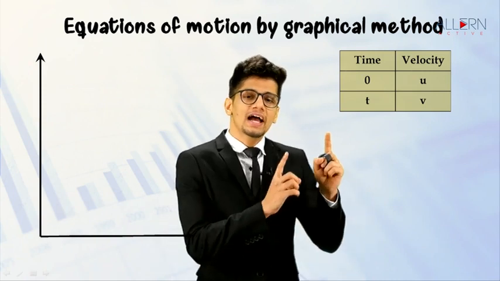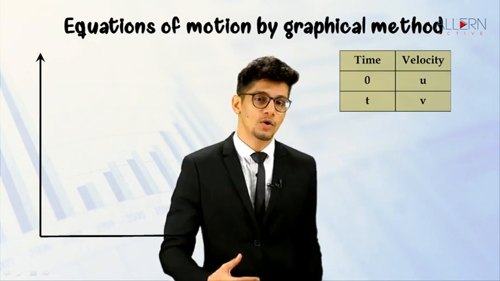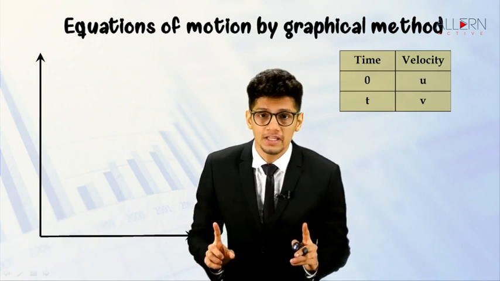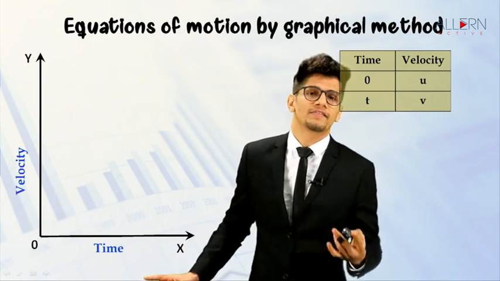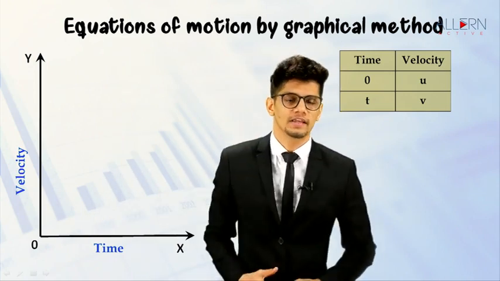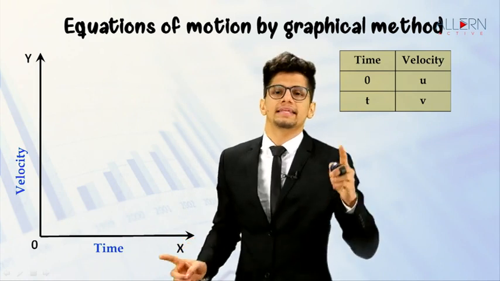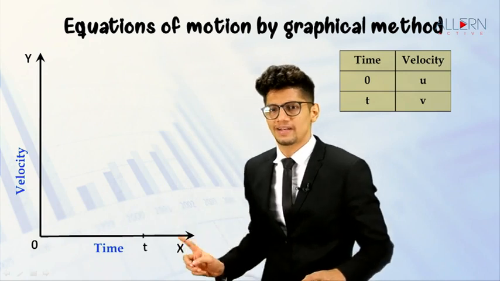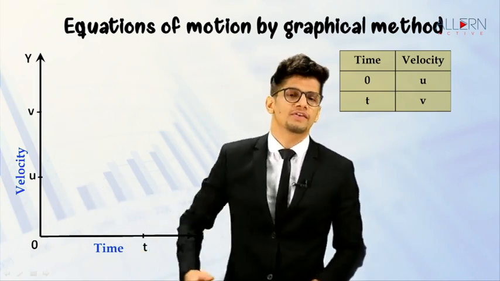So here you see we have two values of time and two values of velocity. That means we have to make a velocity-time graph. That means on the x-axis we will have time as it is an independent variable, and on the y-axis we have velocity as it is a dependent variable. Now we know we have time as 0 and t. So we have 0 already over here, so we'll write t over here and we'll write u and v, that is initial velocity and final velocity.